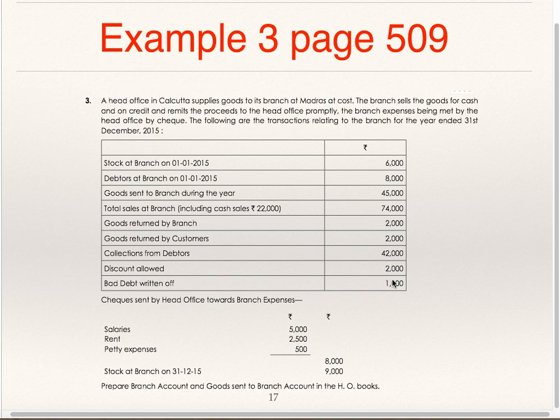Bad debts written off to be credited to memorandum branch debtors. Bad debts, discount allowed, goods returned by customers and credit sales will not appear in the branch account. Check sent by head office toward branch expenses, salaries, rent and petty expenses is to be debited to the branch account as to bank. Stock at the end, closing stock, in the branch account by balance carried down: stock and debtors. Stock is given; debtors you have to find out by preparing the memorandum branch debtors account. Prepare the branch account and goods sent to branch account in the books of head office. The goods sent to branch account is to be closed by transferring it to either the purchases account or trading account.